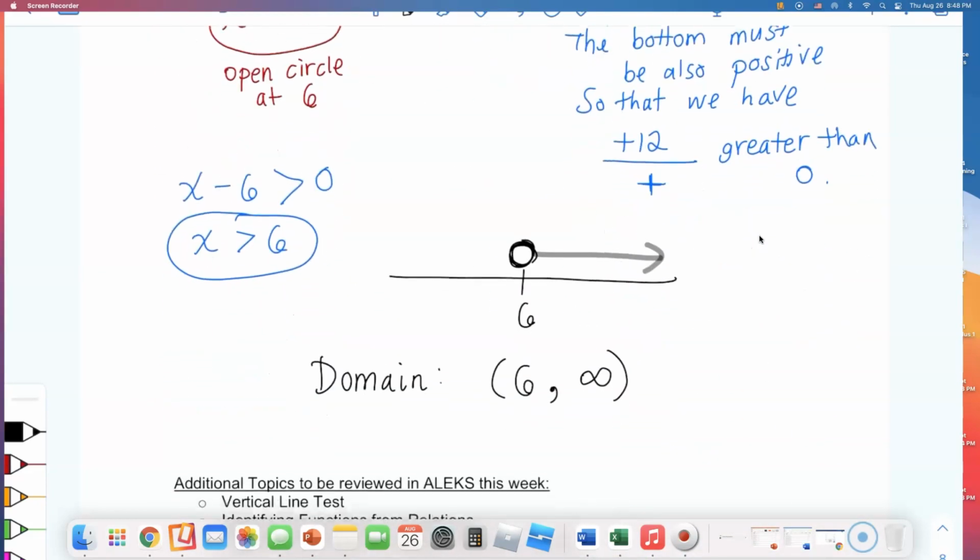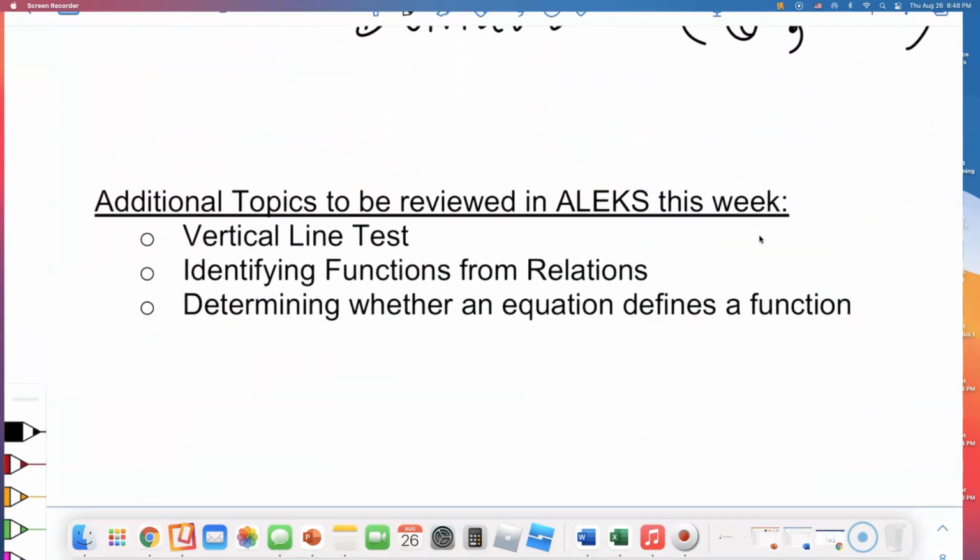All right, so the rest of the topics I will not go over. I think you can handle these 3 topics. First one is the vertical line test, okay? We also called it the pencil test, to see whether a relation is a function given a graph, identifying functions from relations, and determining whether an equation defines a function. So for these 3 topics that I did not go over, I want you to look at the resources in your ebook or the videos or the examples provided by ALEKS to try these 3 review topics, okay?